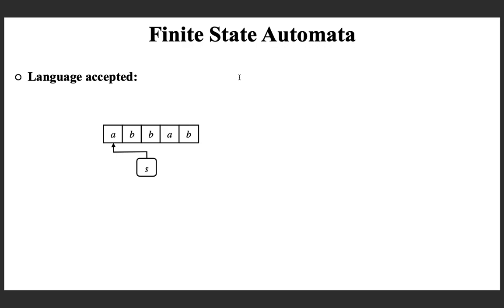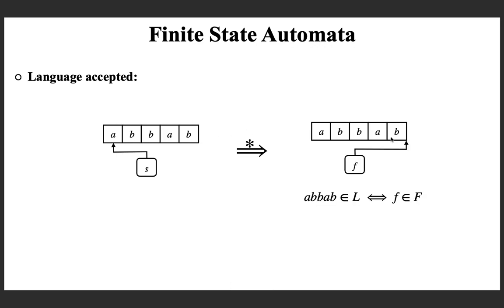What is the concept of language accepted? The processing of an automaton starts in the start state, with the read head positioned at the first input symbol. Suppose after processing the input symbols completely, you reach a final state, then the input is in the language. And if it is not a final state, it is not in the language. So the language is the set of all input strings such that the processing of the input from the start state ends in a final state.